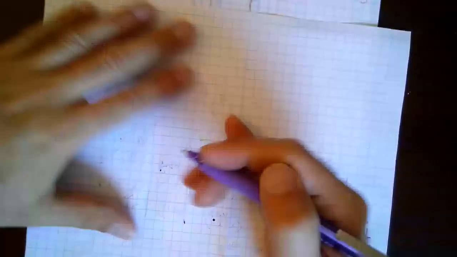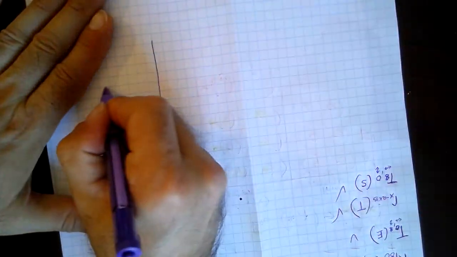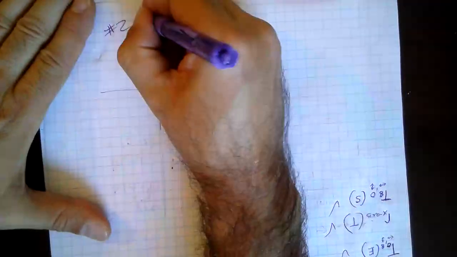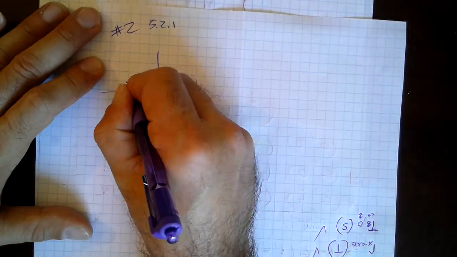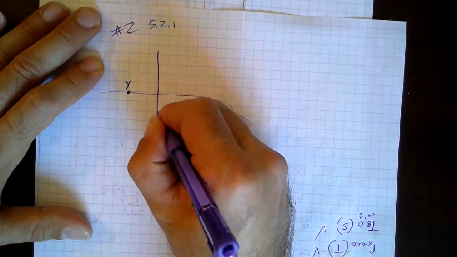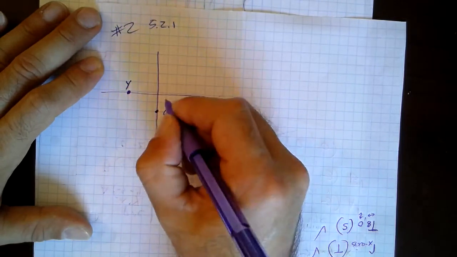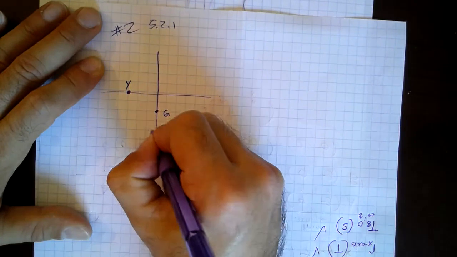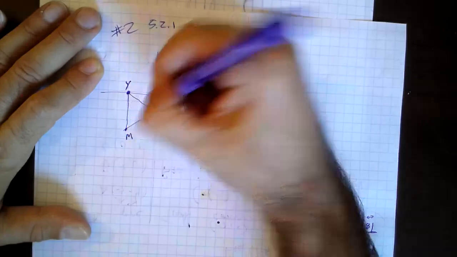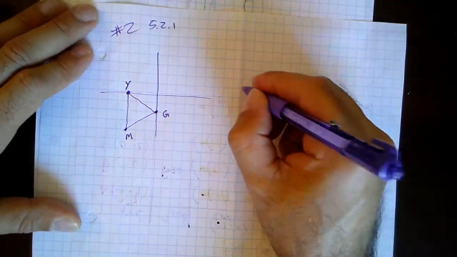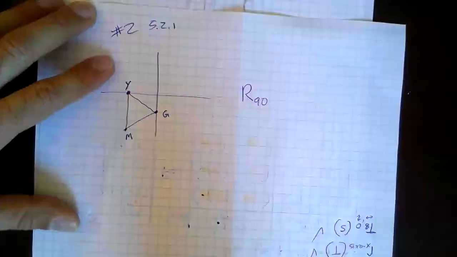So number 2 for the 5.2.1 homework was a transformation, and we had this graph. I'm giving you a couple different examples. We had -3, that was y. We had G and M. And what we had to do for number 2 was a rotation of 90 degrees.